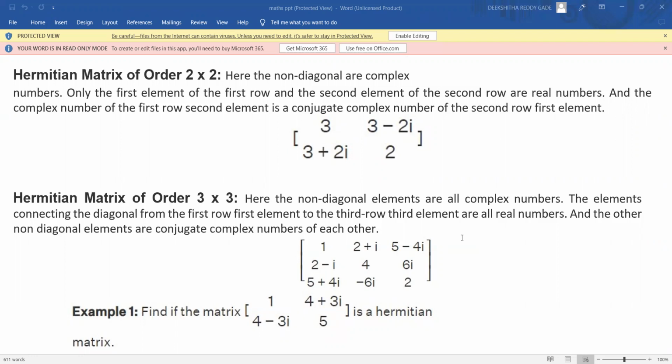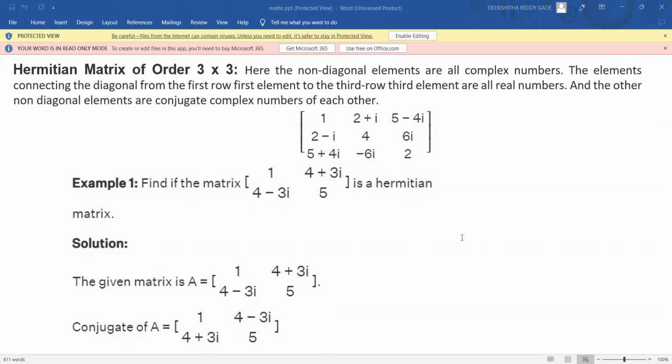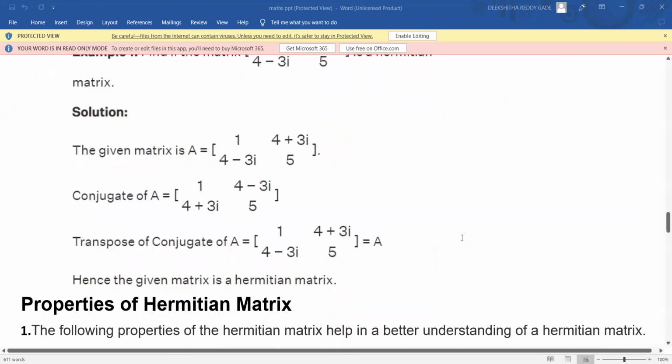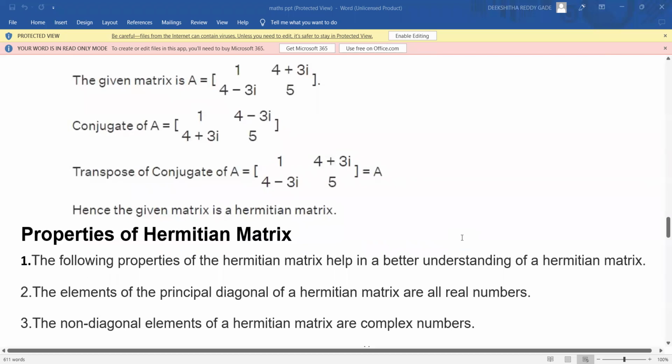Here we have a problem, that is finding if the matrix A is a Hermitian or not. Let us consider the given matrix as A, that is A equals 1, 4 plus 3i, 4 minus 3i and 5. Then the conjugate of A can be taken as 1, 4 minus 3i, 4 plus 3i and 5. Transpose of the conjugate of A, that is 1, 4 plus 3i, 4 minus 3i, 5, equals A. Hence, the given matrix is a Hermitian matrix.